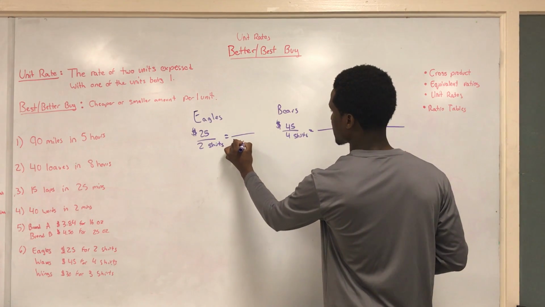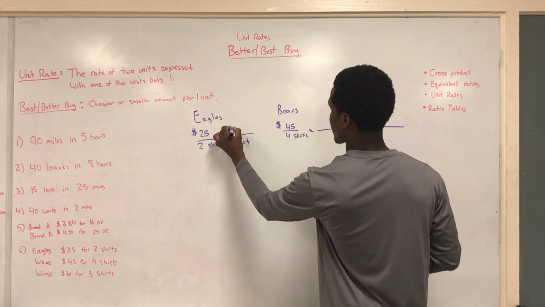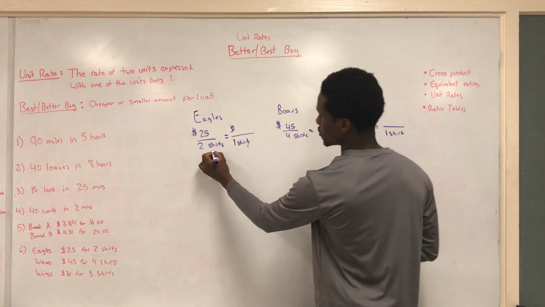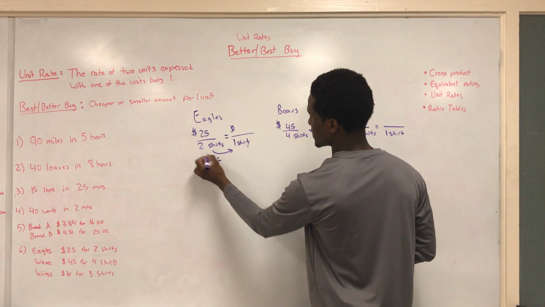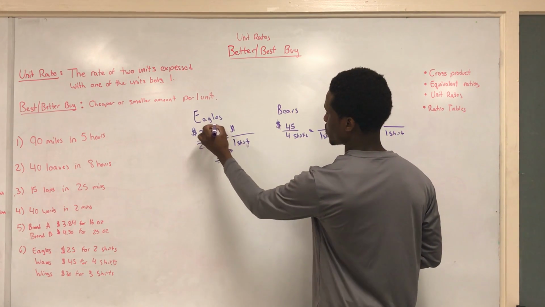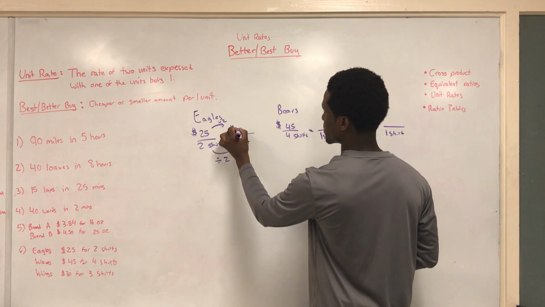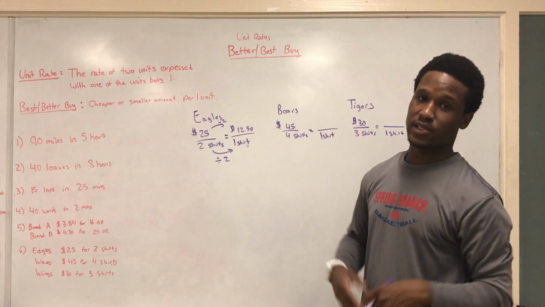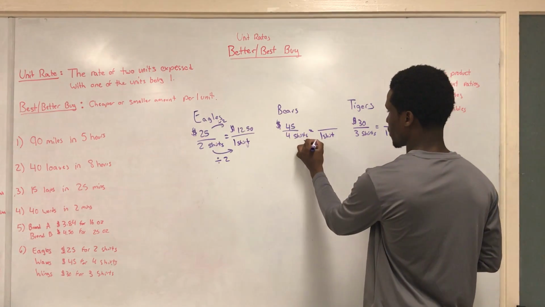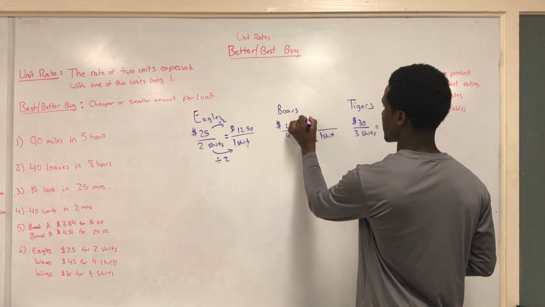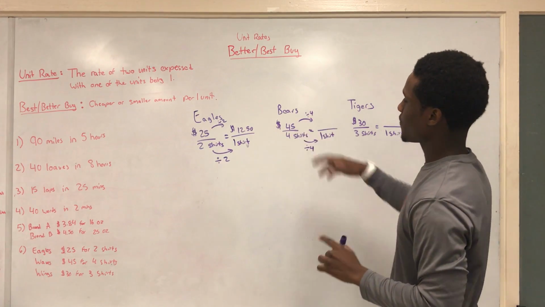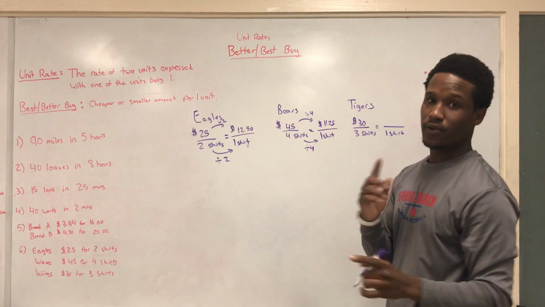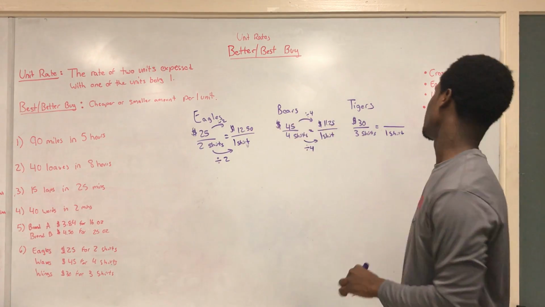So for 1 shirt. Now, to get from 2 to 1, I take 2 and I divide by 2. 2 divided by 2 is 1. So 25 divided by 2 is going to give me $12.50. So at the Eagles store, I'm paying $12.50 for 1 shirt. I'm going to divide by 4 and divide by 4. So 45 divided by 4 is going to give me $11.25 for 1 shirt. So far, I'm going to go to the Bears store.